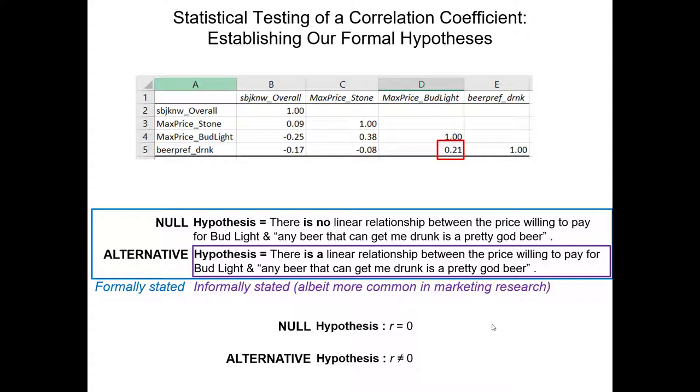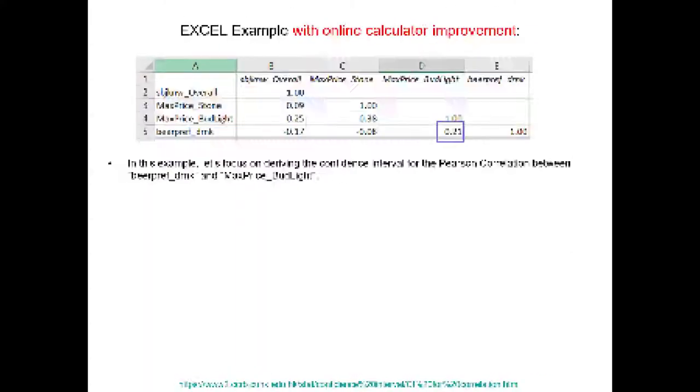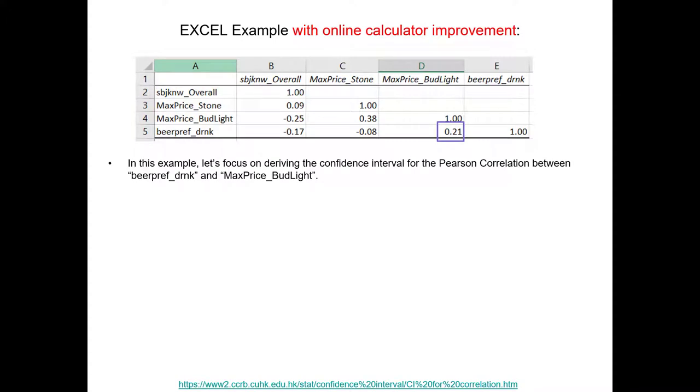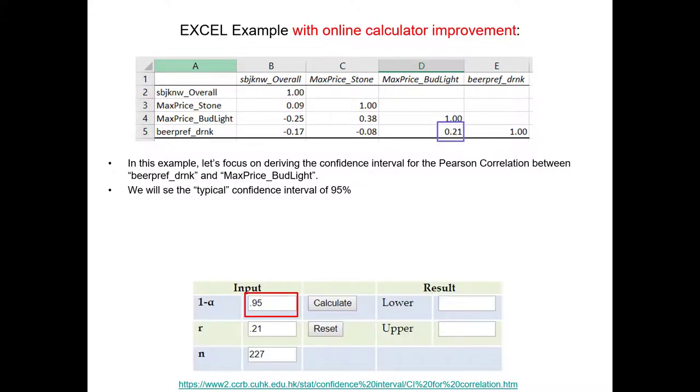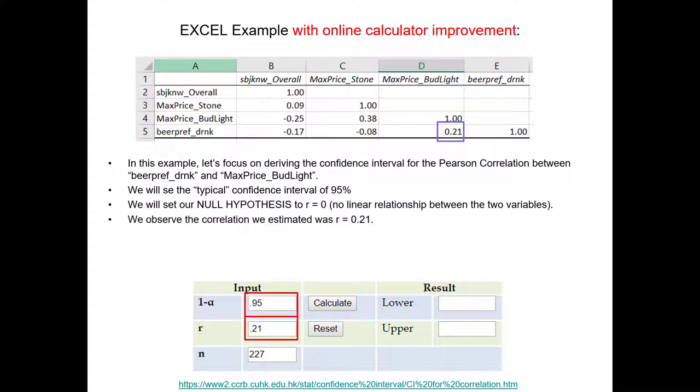Let's actually plug in the proper values into our online statistical calculator for correlation coefficients to evaluate this hypothesis. With the link provided to this video, I share an online calculator with you that will calculate the confidence interval of this correlation coefficient. In that calculator, we'll set our typical confidence level to 95%. We'll set our null hypothesis to zero, which we don't even plug into the calculator because it's such a default hypothesis that people specify for correlations. We'll set our observed correlation coefficient to 0.21, which we got from the Excel analysis.